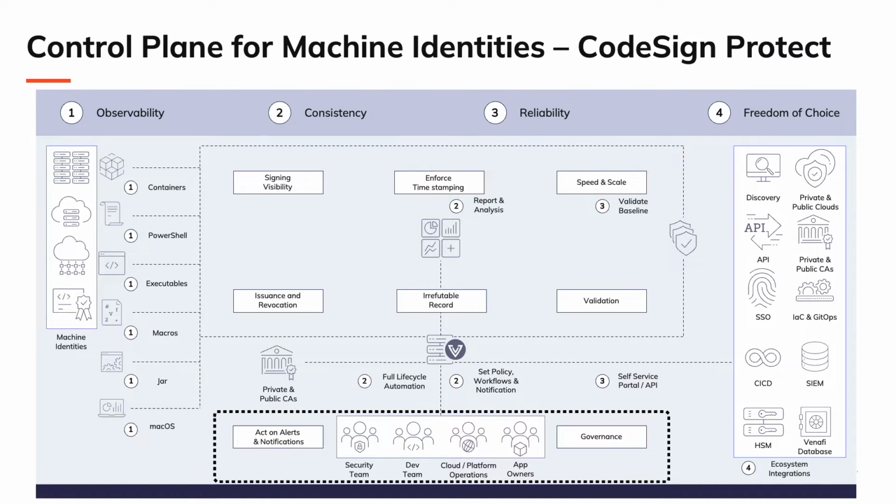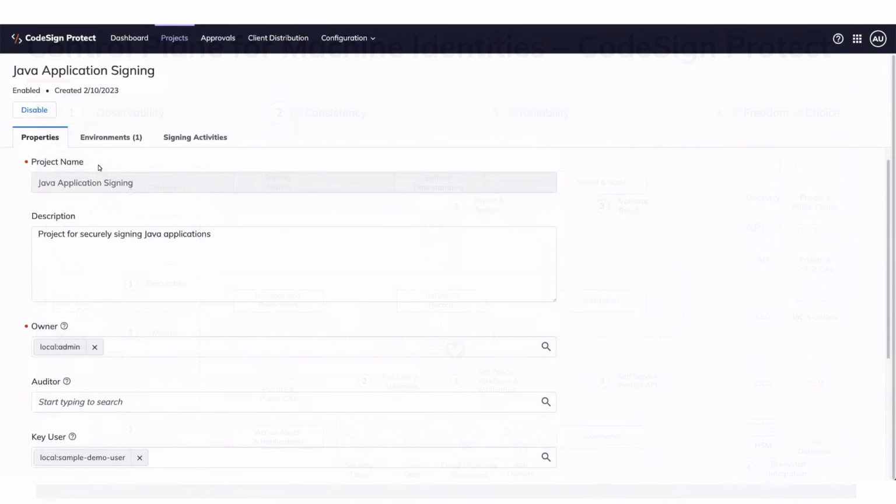InfoSec wants to stop malicious jar files from being run within the enterprise. And you want to use jar files that have been signed and trusted. However, signing code can be slow and lack strong controls over critical private keys. But with CodeSign Protect, signing code is fast and secure.